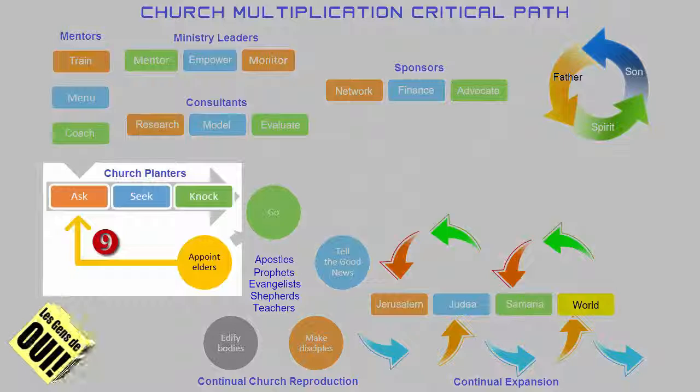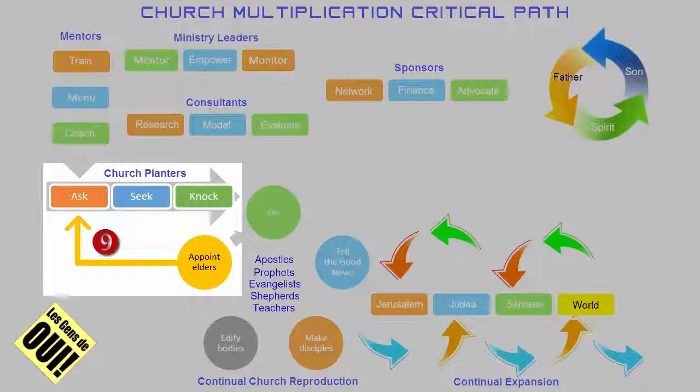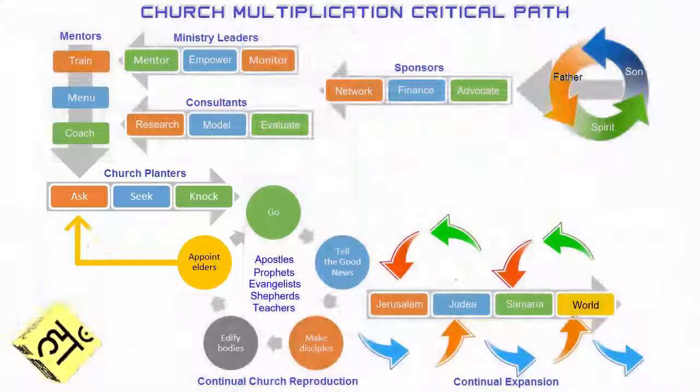Part 9. Church Reproduction. Churches reproduce when their leaders coach their members to start new little churches with their family and friends. Also when they send church planting teams to nearby communities or to distant lands. Leaders empower their church members to obey all of Jesus' commandments and to help others to do likewise.